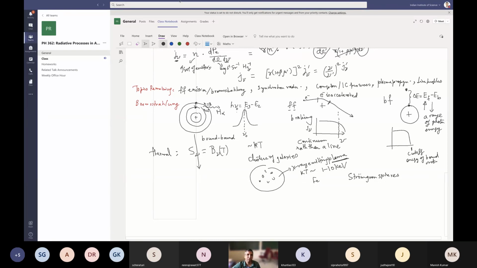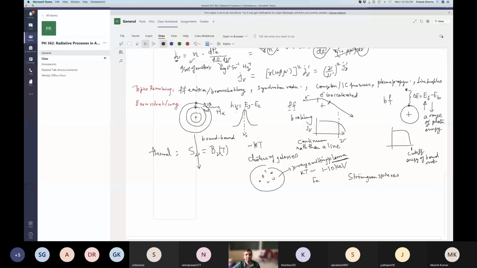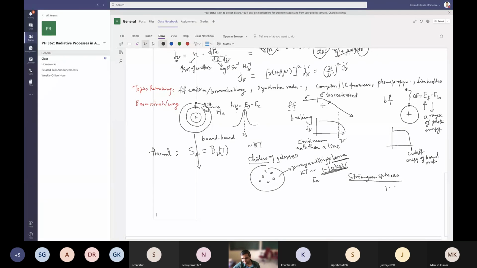In the next class, we will get into more details. Okay. Yeah, is Bremsstrahlung always X-rays? Not necessarily, not always. In this case, the emitting particles were at the X-ray level. So for clusters, you get X-rays, but Stromgren spheres are at 10 to the 4 Kelvin, right? So this can never emit X-rays, because for thermal emission, h nu is of order kT.